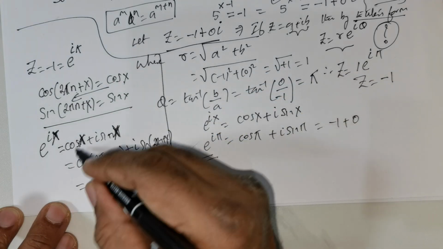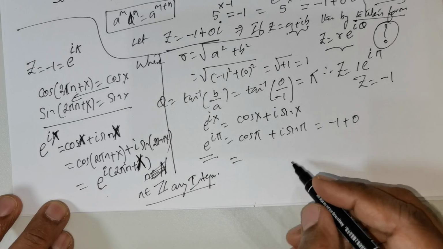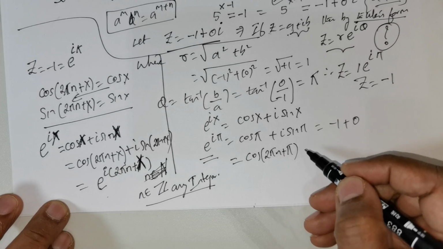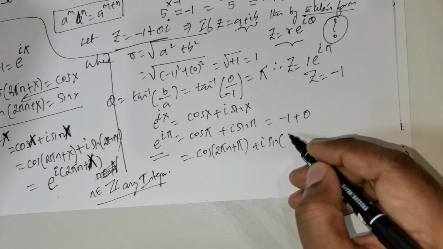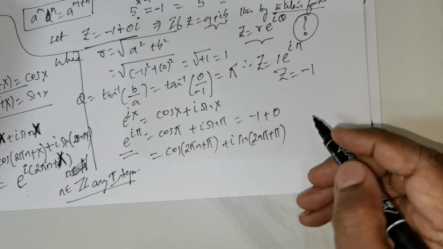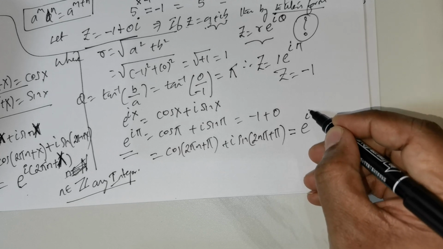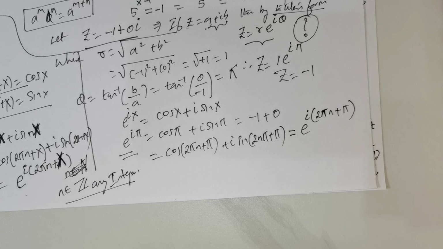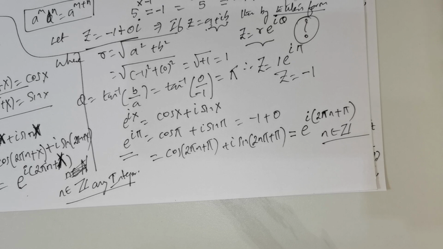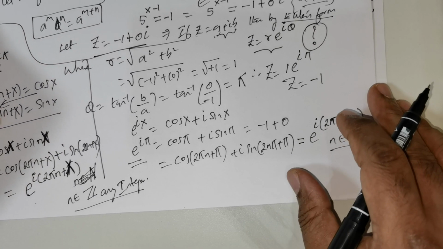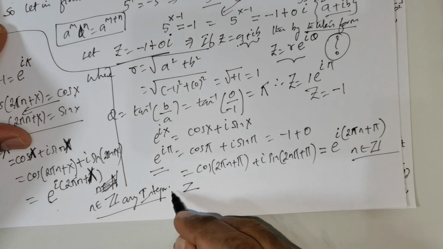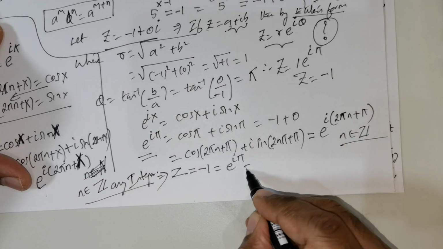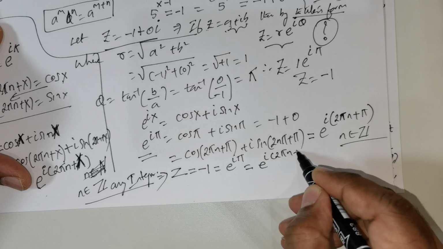Now if I were to rewrite it for e raised to the power of i pi, this is going to be, as I mentioned to you, cos of 2 pi n plus pi plus i times sine of 2 pi n plus pi, which is equal to e raised to the power of i times 2 pi n plus pi. Okay, and n is an element of the integers, so this is going to be true. So now what have I done here? I have actually rewritten z equal to -1, which is represented as e raised to the power of i times pi, as e raised to the power of i times 2 pi n plus pi.